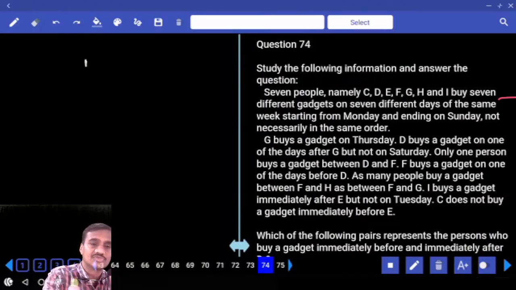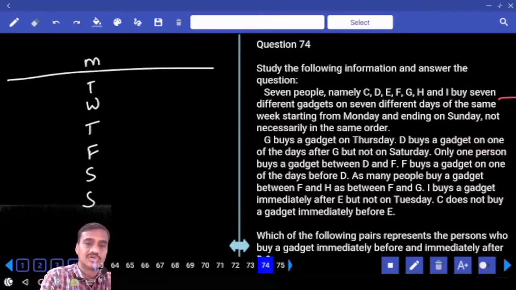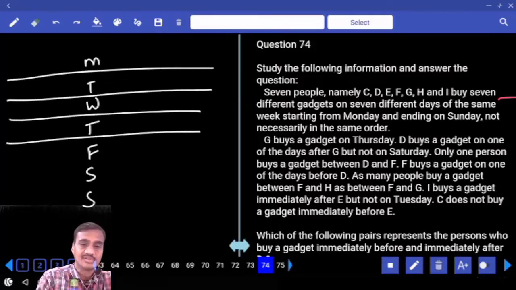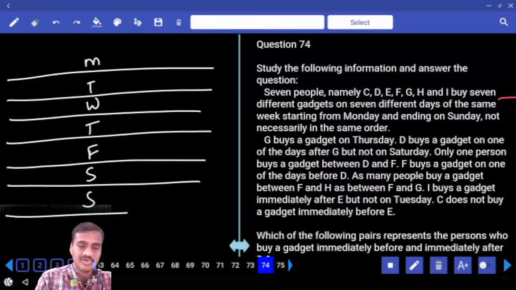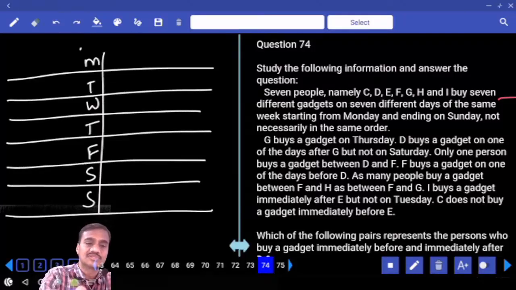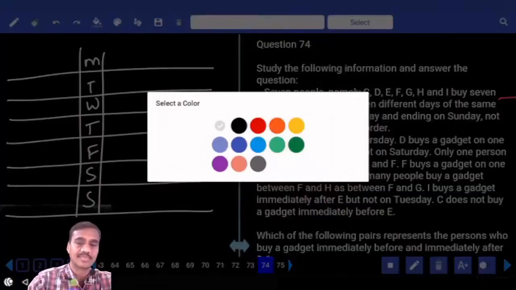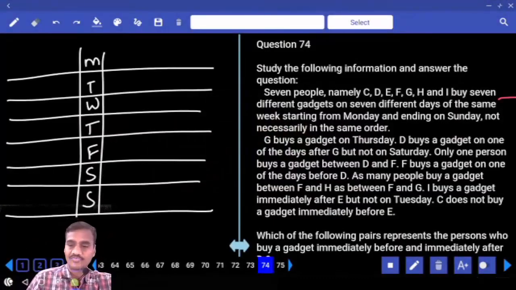Hence let us start with this one. Monday, Tuesday, Wednesday, Thursday, Friday, Saturday and Sunday. Now in this one, starting on Monday, ending on Sunday. Then write down the days at the center, extend the lines like this, wherein we are able to work out 2 possibilities simultaneously with the help of a single diagram. Done? Then coming to the first information.